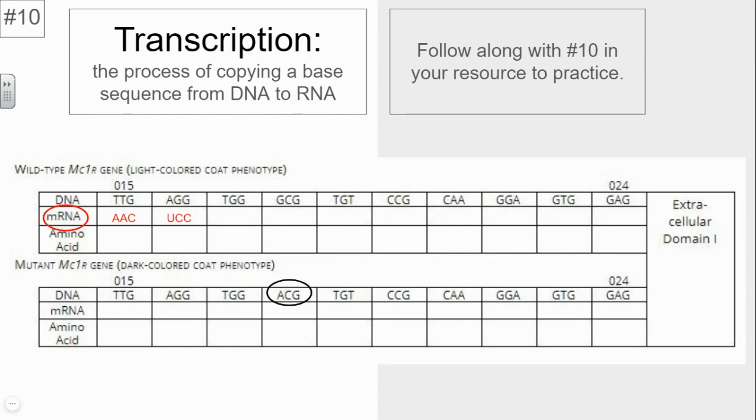We can fill in the rest of the codons: ACC, CGC, ACA, GGC, GUU, CCU, CAC, and CUC.